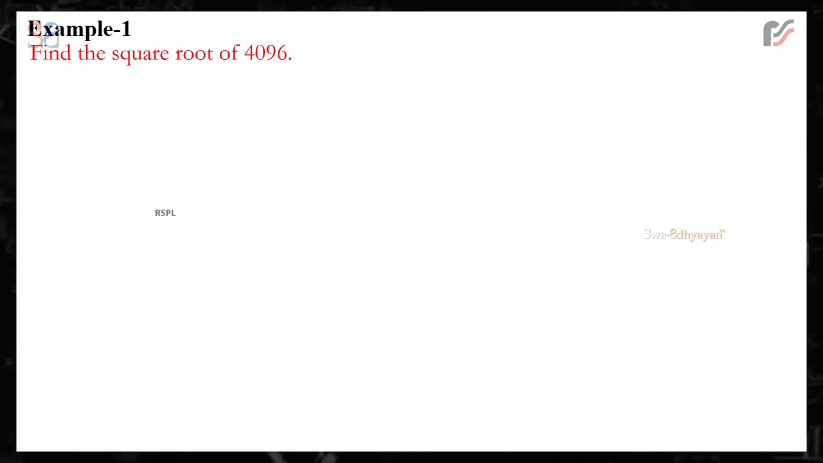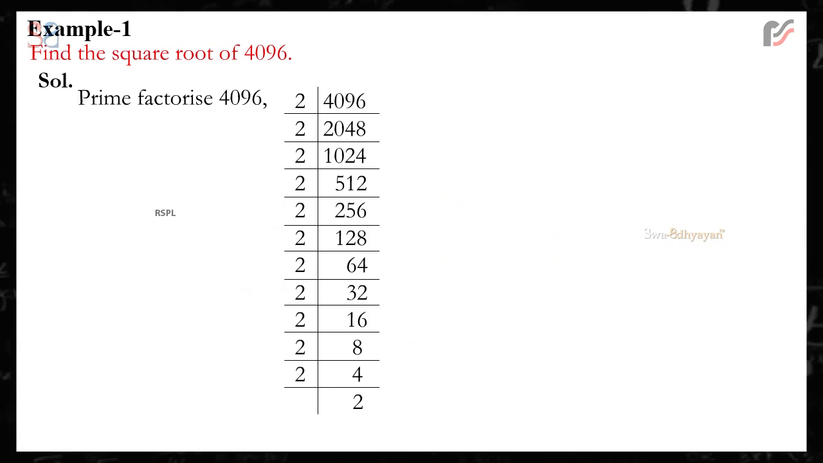Example 1. Find the square root of 4096. Solution. Prime factorize 4096. On dividing 4096 by 2, we get 2048. On dividing 2048 by 2, we get 1024. On dividing 1024 by 2, we get 512. On dividing 512 by 2, we get 256. On dividing 256 by 2, we get 128. On dividing 128 by 2, we get 64.